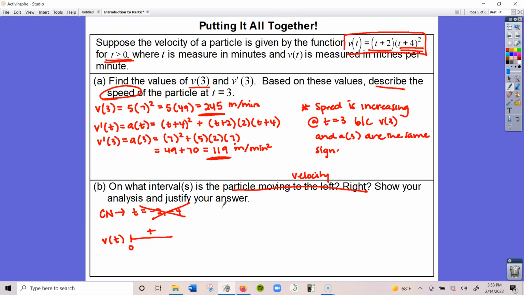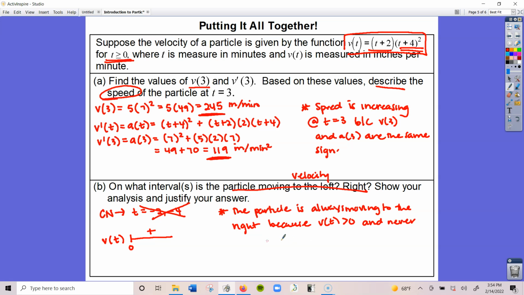So this means that the particle is always moving to the right. And the reason would be because v of t is greater than 0 and never less than 0.